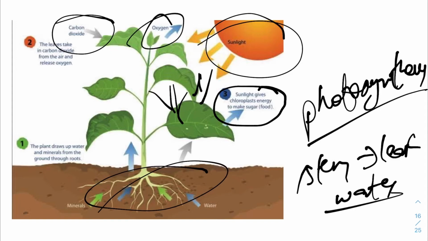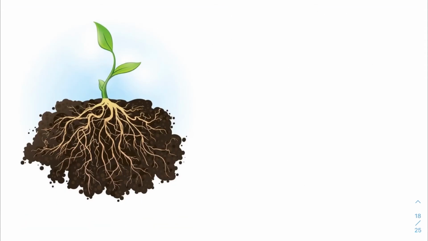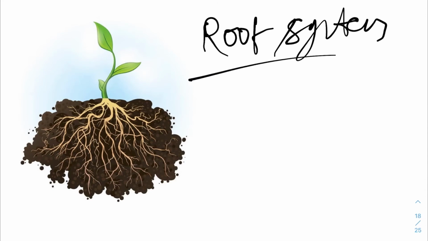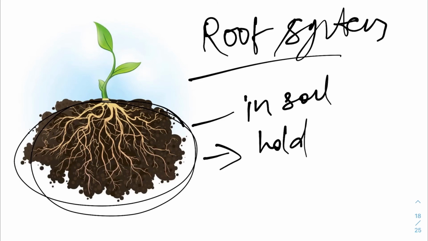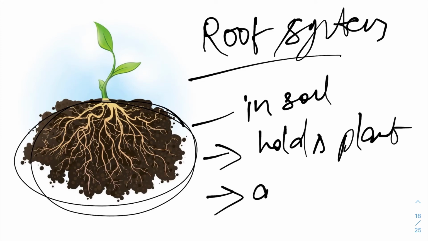Now, how do stem and leaves get their share of water? This is done through the root system. Roots are the part of plants that are found in the soil. Roots help in holding the plant firmly in the soil. They are said to anchor the plant to the soil. Anchor means the one that holds firmly.